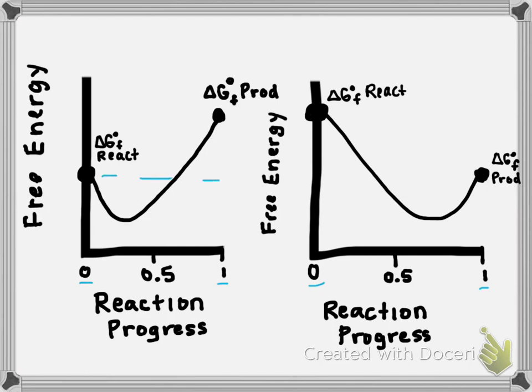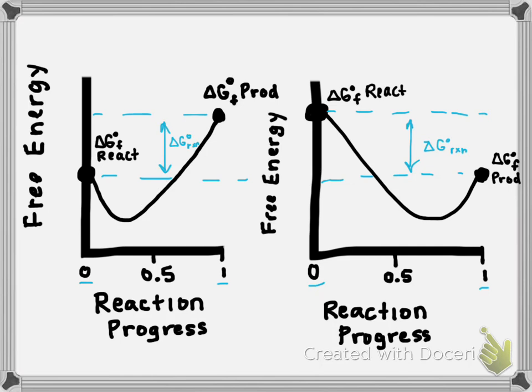If we draw a line between these points, this value is going to be our delta G standard of reaction. Okay, and that's just the difference between products and reactants. And so we can draw the same thing here on the other plot, where we can see the delta G of reaction, the standard energy change.